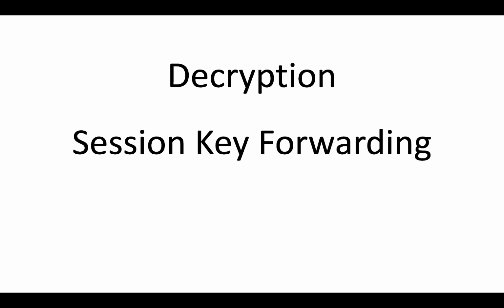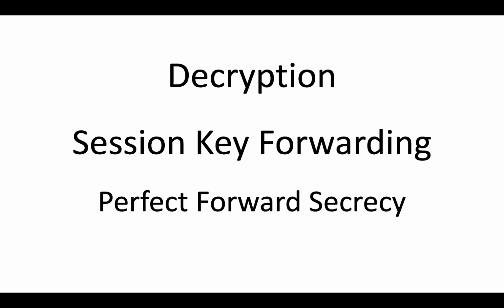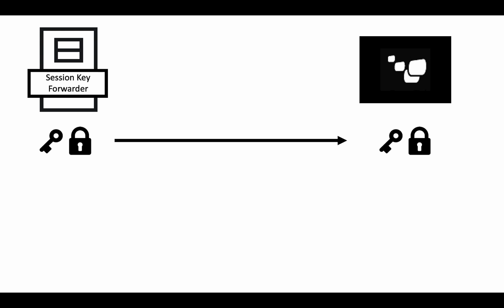And so how do we do this? How do we set up decryption with ExtraHop? Well, the best way to do this is with session key forwarding, which supports perfect forward secrecy for protocols like TLS 1.2 and 1.3, and it also supports non-PFS cipher suites as well. To set it up, you install a lightweight agent on a server that you want to monitor, and then every time the agent observes a session key, it forwards that key onto the ExtraHop.